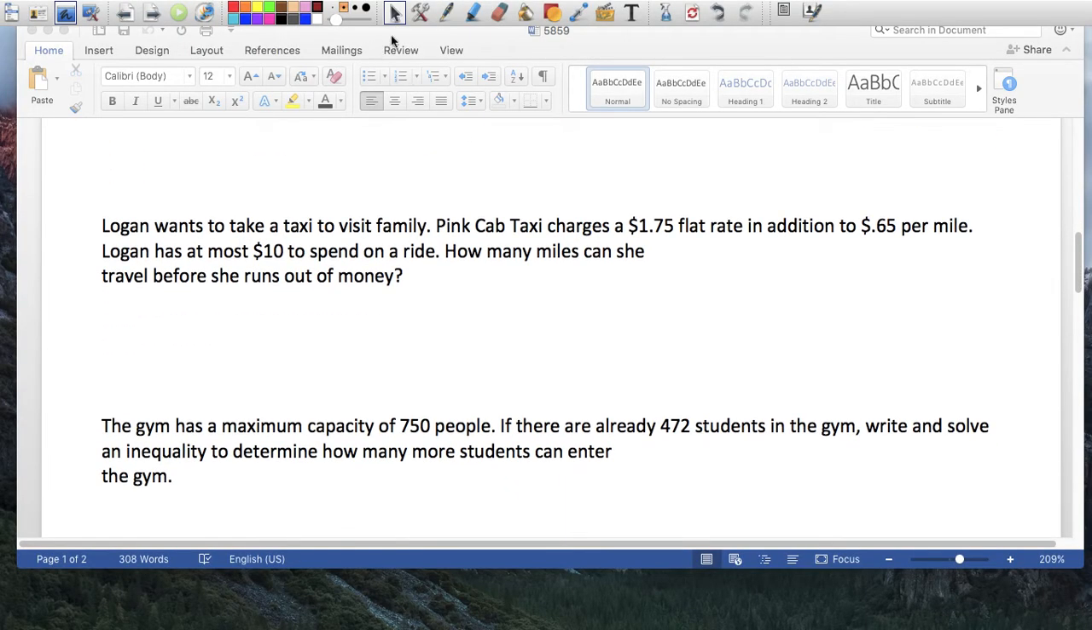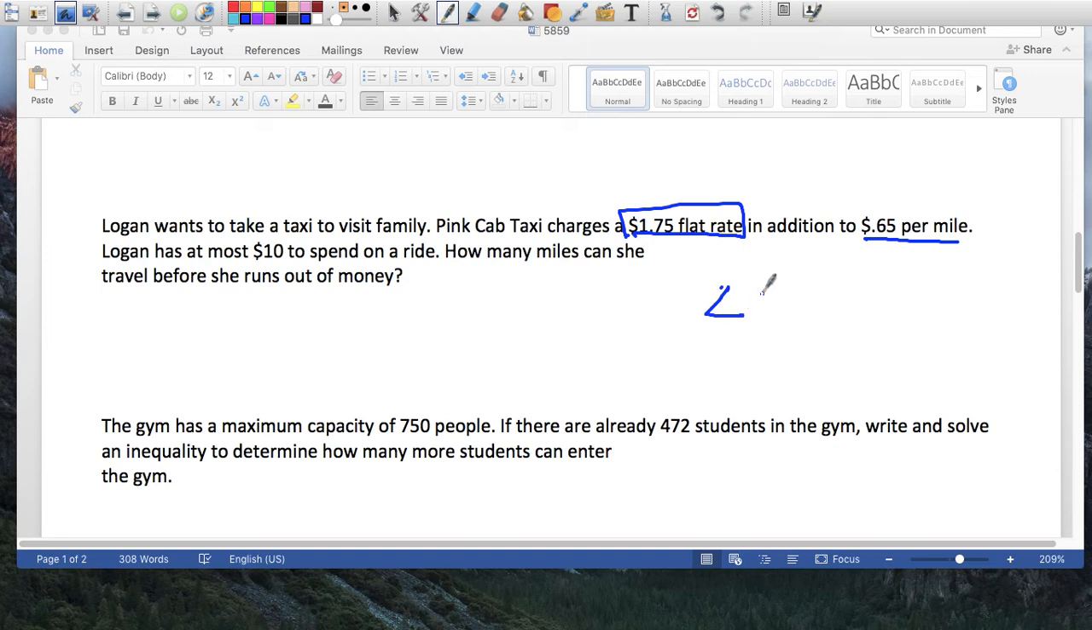Logan wants to take a taxi to visit his family. Pink Cab taxi charges $1.75 flat rate, again, just for hopping into the car. They're going to charge you $1.75. That's how it works. And then they're going to charge you 65 cents per mile. He has at most $10. How many miles can he travel before he runs out of money? By the time he runs out of money, hopefully he gets home.